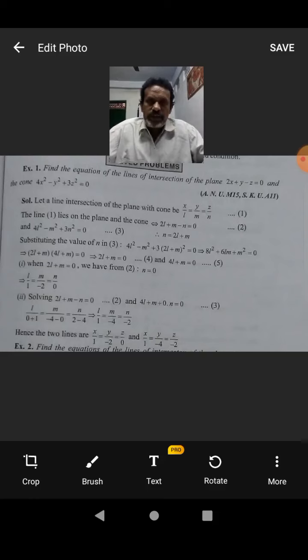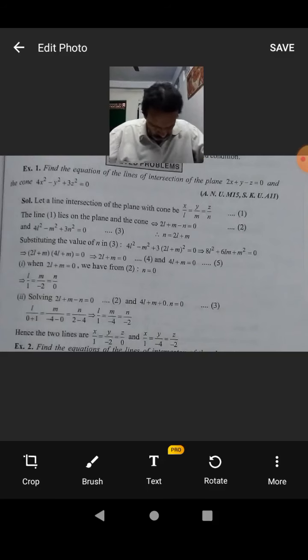So factorizing this equation, you will get 2l plus m into 4l plus m is equal to 0. 2l plus m is equal to 0 and 4l plus m is equal to 0. Separating them, 2l plus m is equal to 0. That means n is equal to 0. You will have l by 1 is equal to m by minus 2 is equal to n by 0.